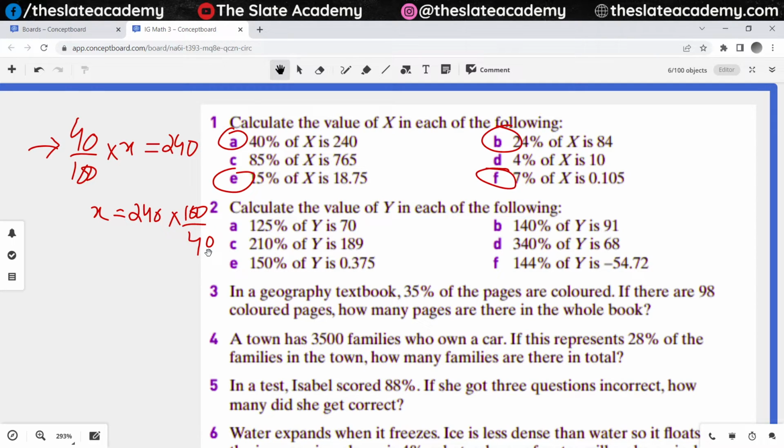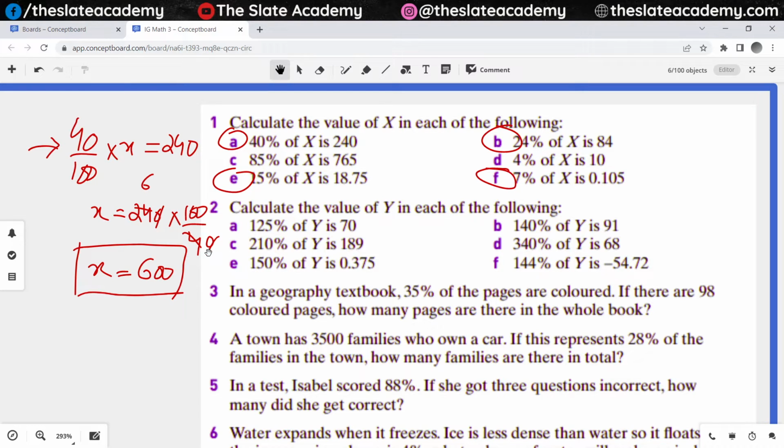Now we simply solve the fraction on the calculator and you get the answer. 0 cancels 0, 4 ones are 4, 4 sixes are 24. So the original number x was 600. This is the answer. Understood? Let me quickly do part C as well.